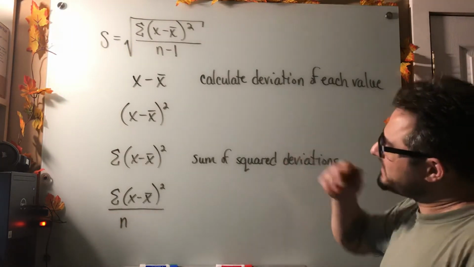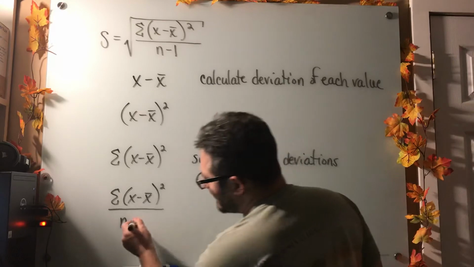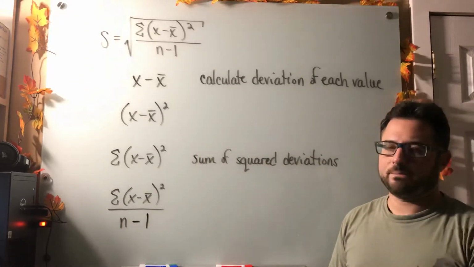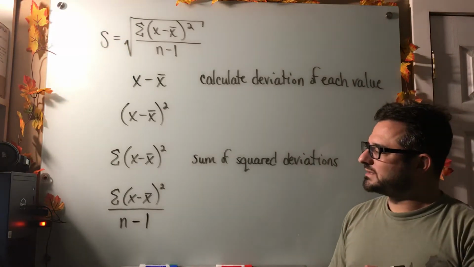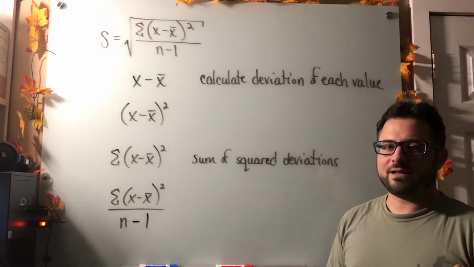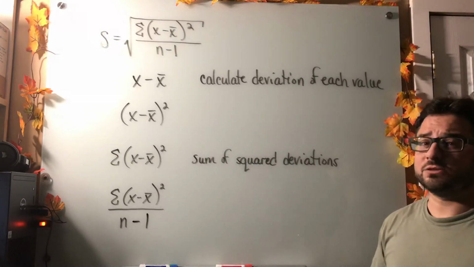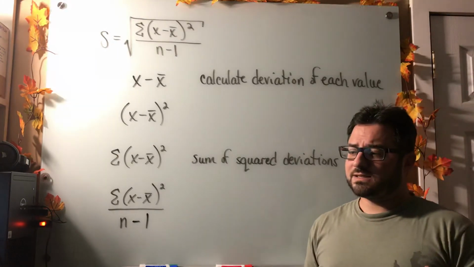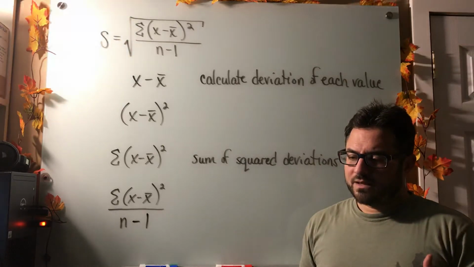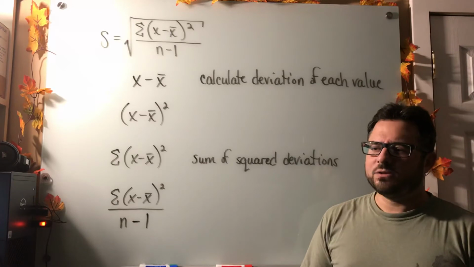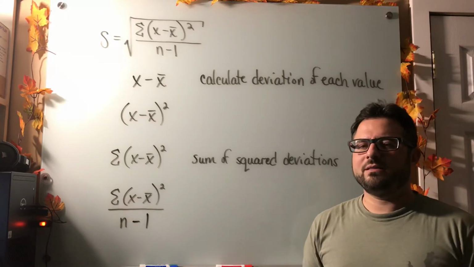Now, the -1 is an interesting thing. That has to do with something called degrees of freedom. That is a concept that is beyond the scope of this class. It does show up a lot in a number of things that you're doing in statistics. It has to do with the idea that if you were creating a data set, you only have so much freedom in the values you're choosing.